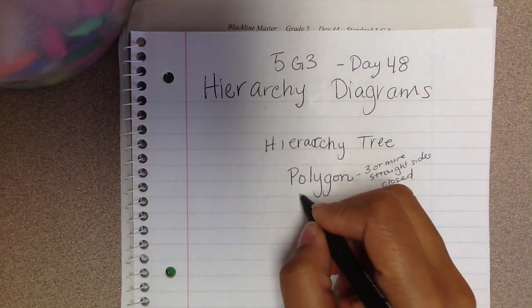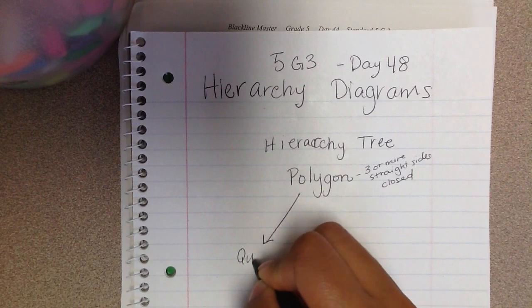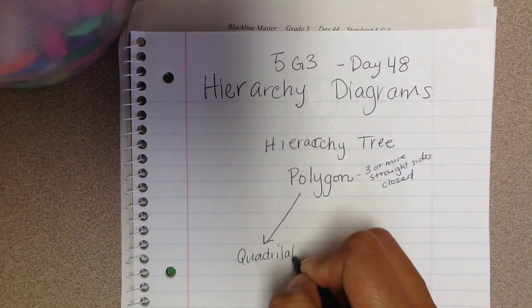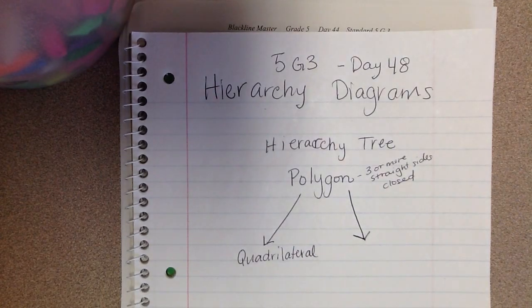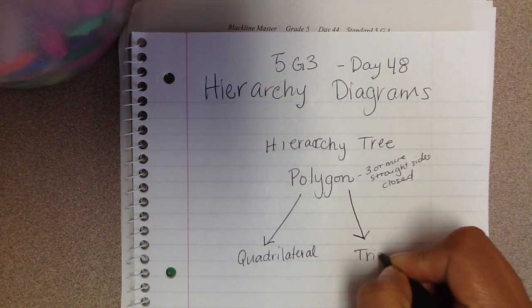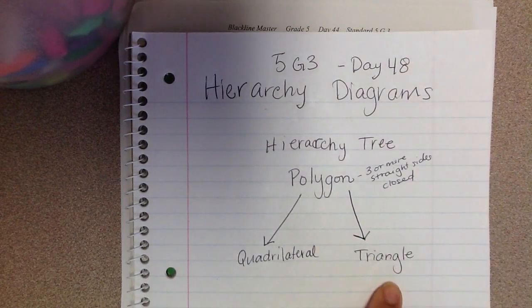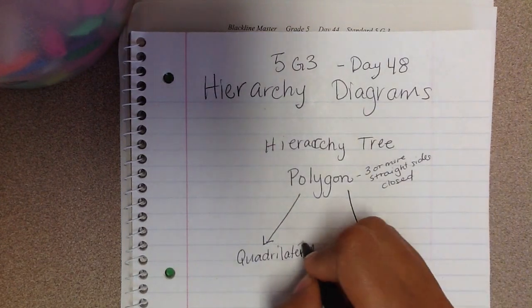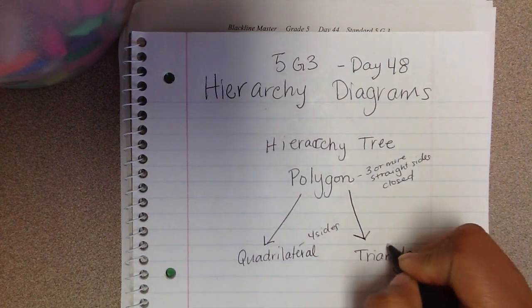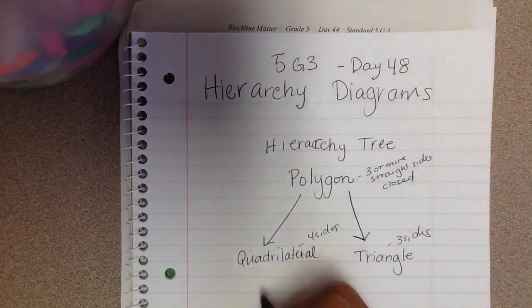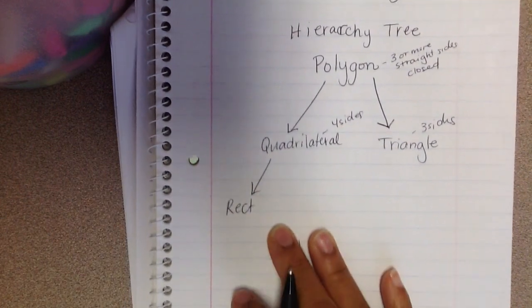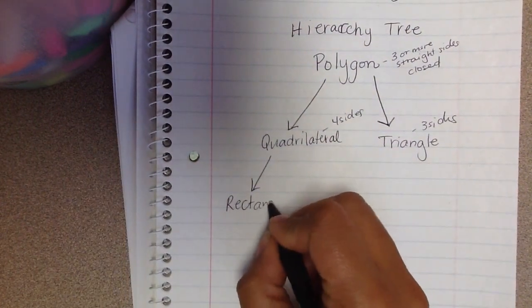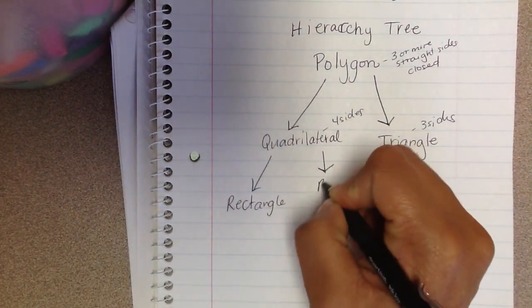Now, if we draw a line down here, it has quadrilateral. And you don't have to draw this in your notebook because you already have this page with you from your binder. Then it has triangle. Now notice triangle is not a quadrilateral because a quadrilateral has 4 sides. A triangle has 3 sides. Under quadrilateral it has a rectangle, and it has a rhombus.